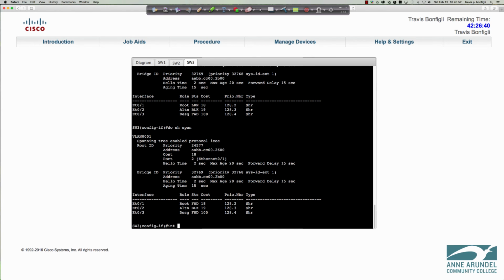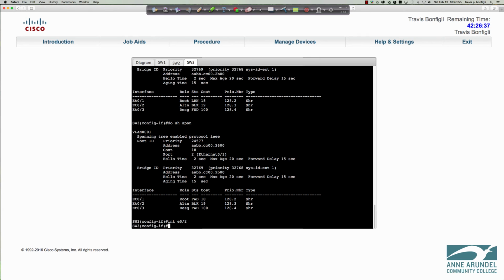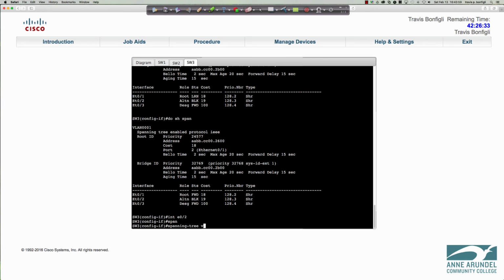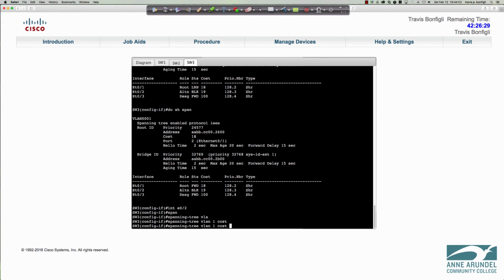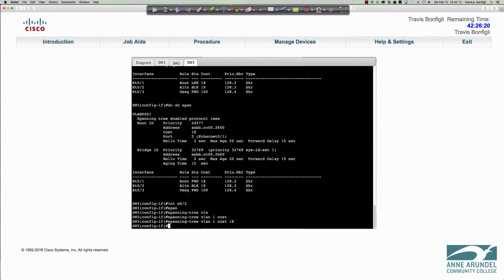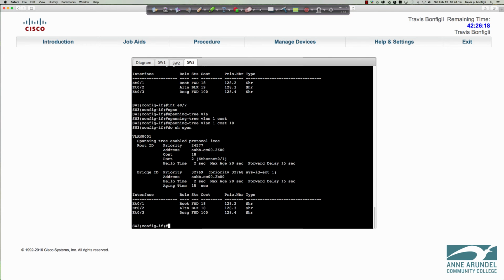So if I went back into Ethernet 02 and I said, no, I want Ethernet 02 to be the root port here, I would say spanning tree VLAN 1 cost, and what would I have to put in there? Something lower than what? Lower than 18. Exactly. Because if I put 18 in there, does anything change? Why is nothing going to change?